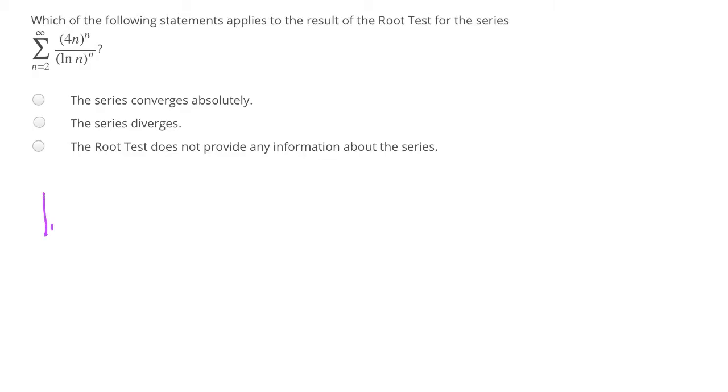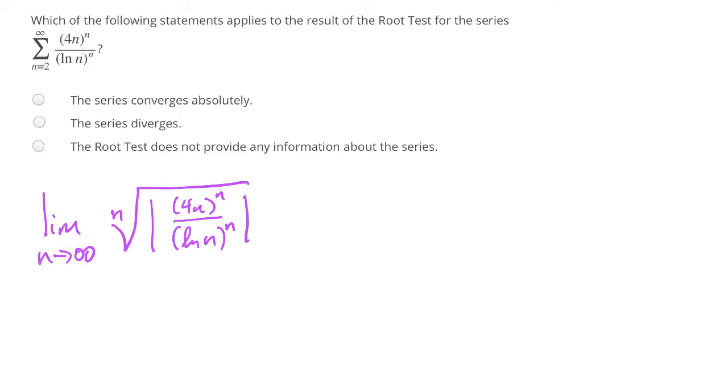So let's look at our limit as n goes off to infinity of the nth root of the absolute value of our nth term, which in this case is 4n raised to the n power, divided by natural log of n raised to the n power. So again, the root test is kind of a natural thing to do because our terms are raised to the n power, so we immediately simplify those things. The nth root kills off our nth power, and we really just have the limit of 4n over the natural log of n.